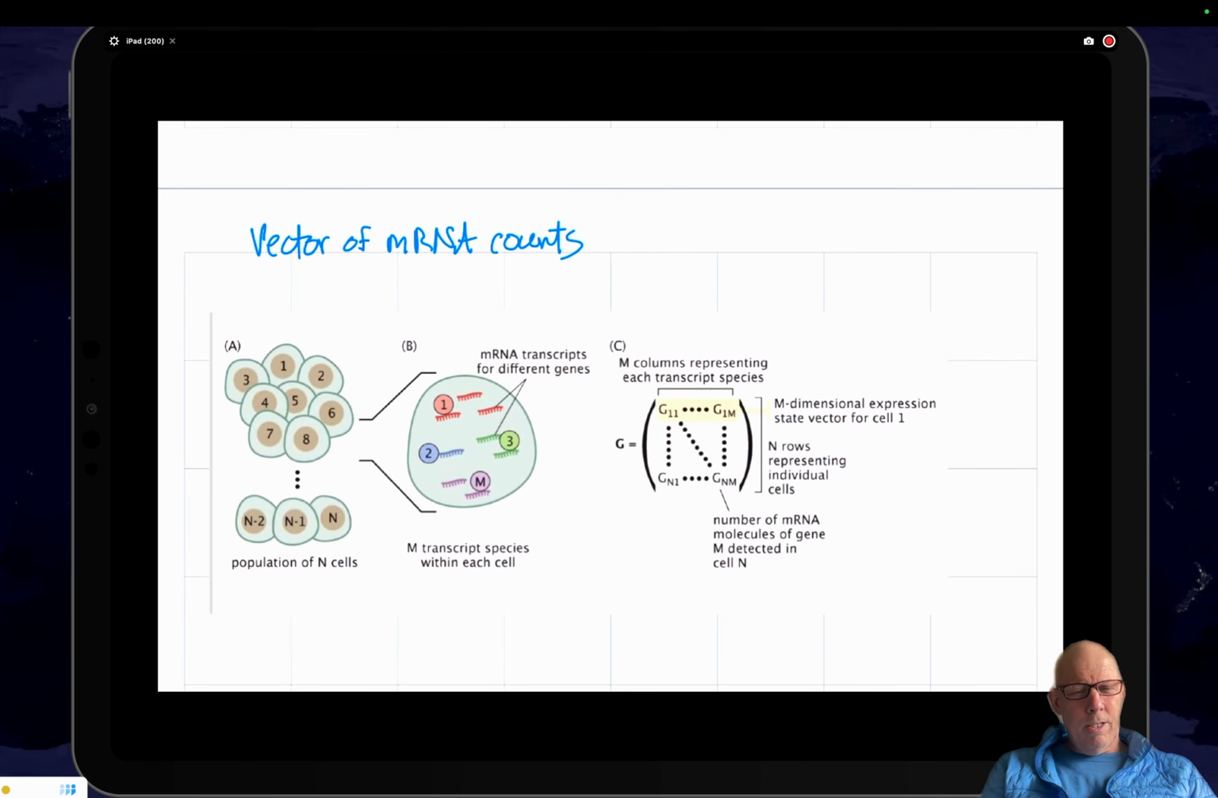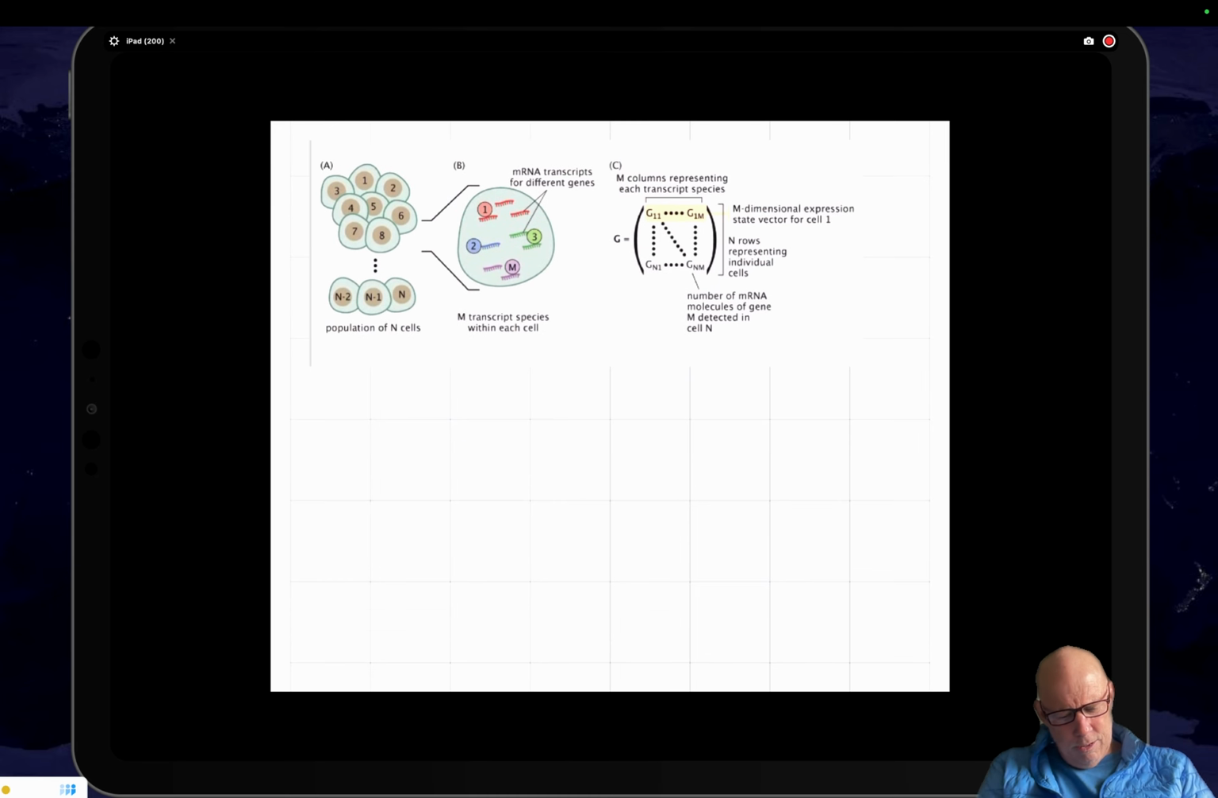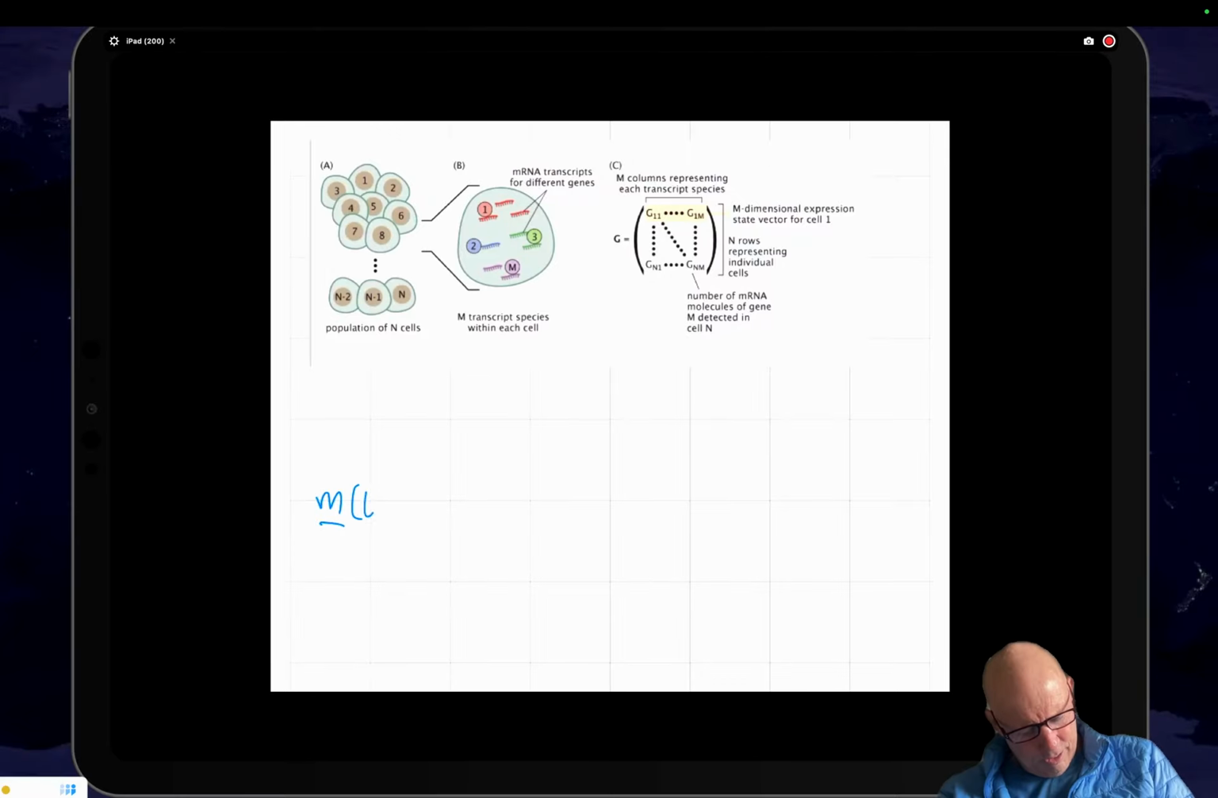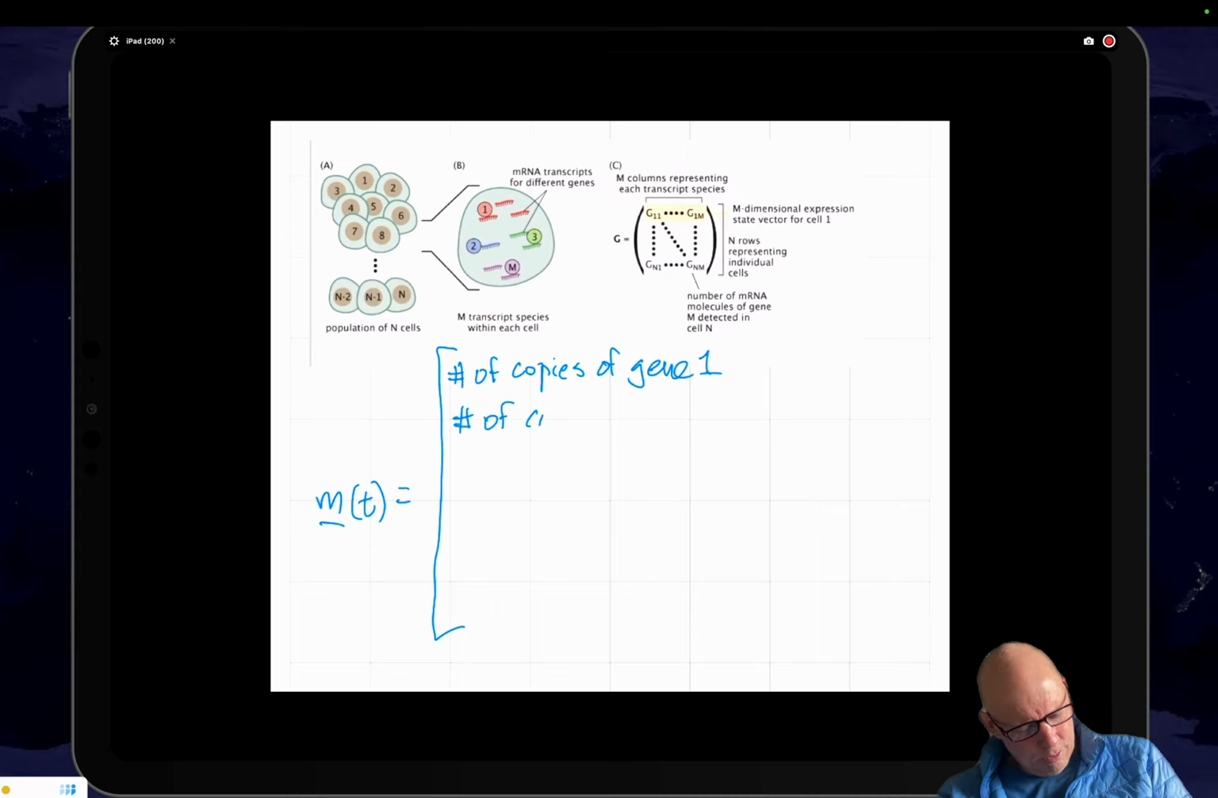We're definitely going to get interested in the idea of cells and their mRNA counts. So I could have a vector, I'm going to call it M of T. And this is number of copies of gene 1, number of copies of gene 2, and so on, all the way down to number of copies of gene M.